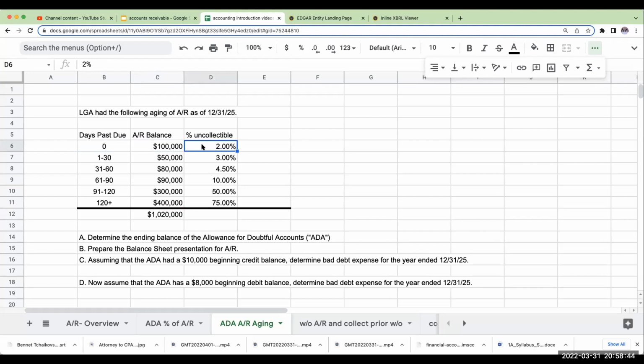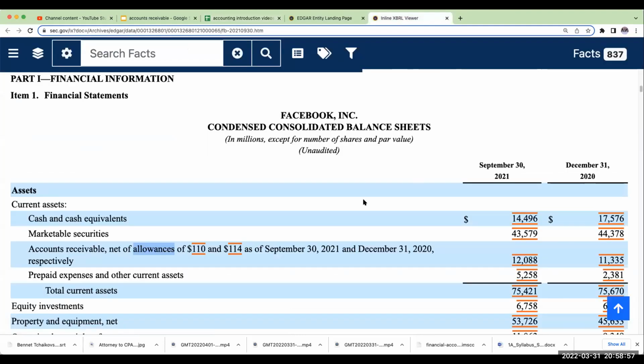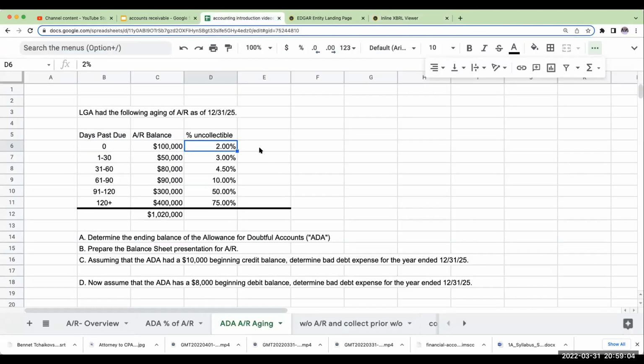Now, these percentages have to be given to you by your instructor. They're basically estimates by management. When we look at this, what does management estimate that they're not going to be able to collect? When Facebook posts this over here, they do not expect to collect $110 million of their total accounts receivable. Here, what we're doing is using an aging. So what exactly does this mean? Well, for the 100 grand, it's going to be 2% uncollectible. Over here, 50 is 3%, 80 is 4.5%, 90 is 10%, 300 is 50%, 400 is 75%.